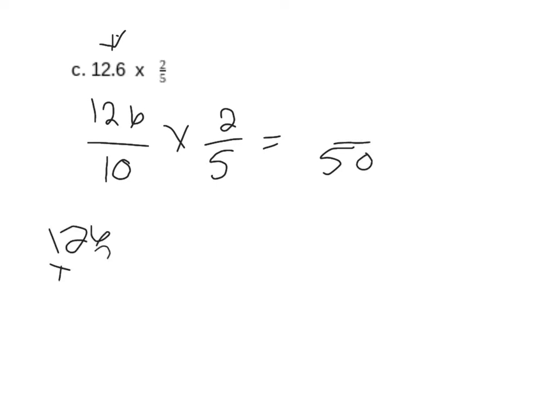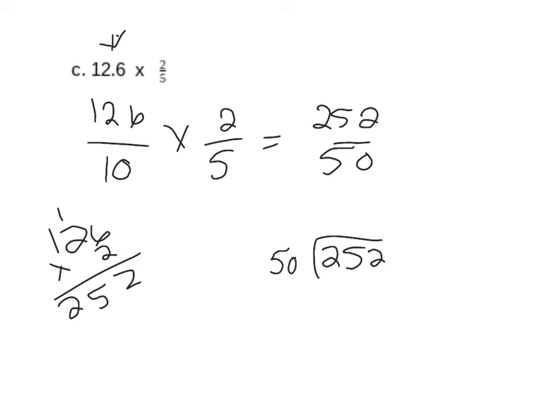126 times 2 I can do off to the side. 6 times 2 is 12. 2 times 2 is 4, plus 1 is 5. 2 times 1 is 2. So I have 252 fiftieths. Now if I divide 252 by 50, I will have my answer.